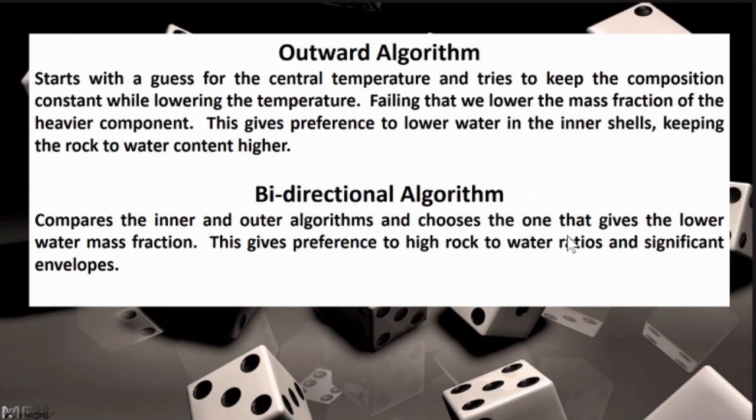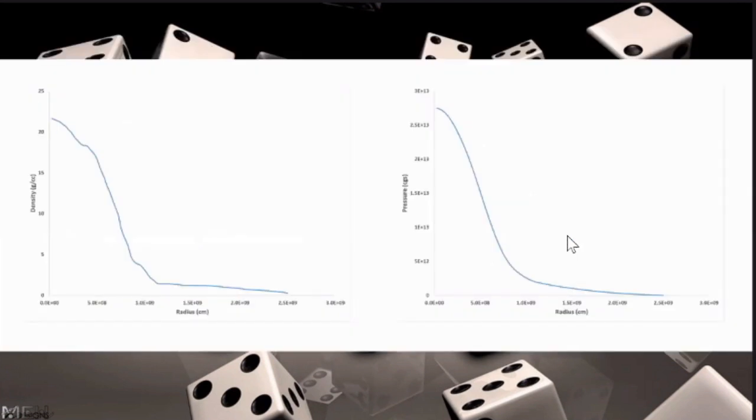Then we have the bidirectional algorithm where you look at both the outward and the inward algorithm, and you pick the one that gives you the lower water mass fraction. And so you start off at the outward algorithm, and eventually you just jump down to the inward algorithm. I'll show you some results on that in a second. And this, again, gives you higher rock to water ratios, and it tends to give you thicker envelopes also.